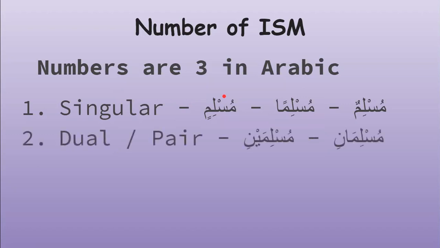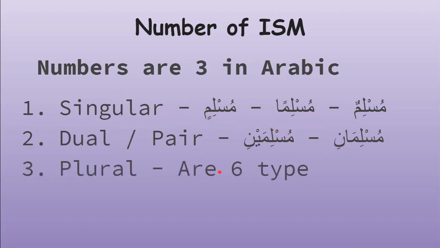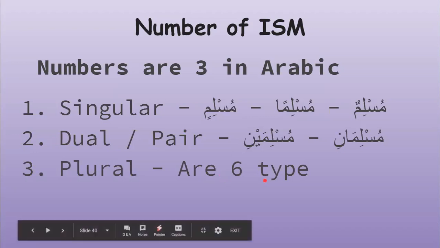The second kind of number is dual, or pair. They use singular for 1 and dual for 2. It's also easy: it's ani and aini. If you see ani or aini anywhere, in masculine or feminine, it doesn't matter, its meaning is always 2, a pair. So it's also simple. And then we studied plural in 6 different categories.